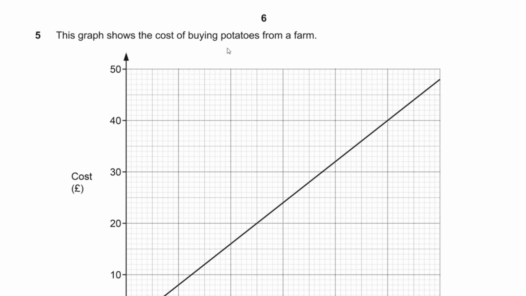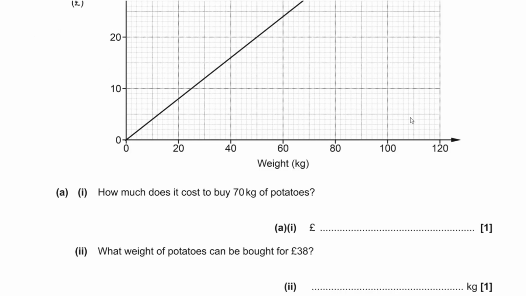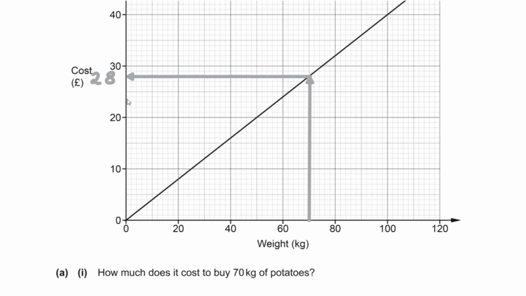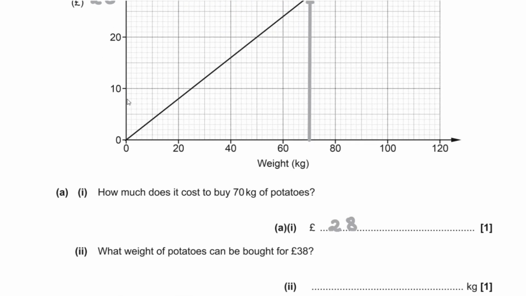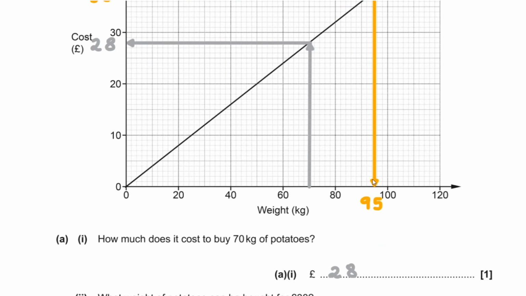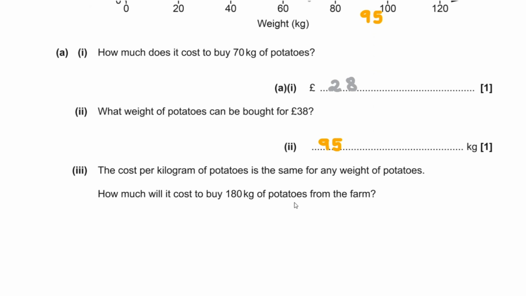This graph shows the cost of buying potatoes from a farm. Part A, for the first part, how much does it cost to buy 70 kilograms of potatoes? So first of all, 70 kilograms is here, and if we read across, we get a cost of 28. So we have 28 pounds. Next, what weight of potatoes can be bought for 38 pounds? 38 is over here, and if we read down, we get 95. So we have 95 kilograms.